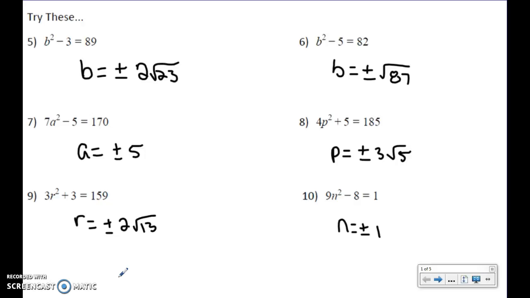Number 8, I got p equals plus or minus 3 square root of 5. Number 9, I got r to equal plus or minus 2 square root of 13. And number 10, I got n to equal plus or minus 1.